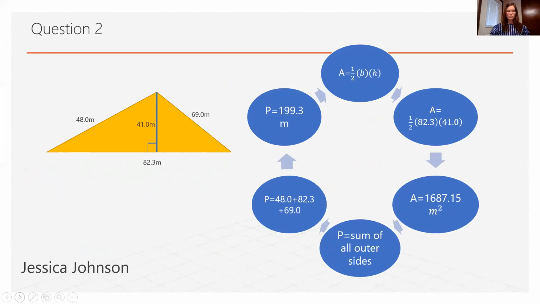So area equals 1/2 times 82.3 times 41.0. And our area equals 1,687.15 meters squared. To find the perimeter, we need to sum all the sides of the triangle, the legs of the triangle, together. So perimeter equals 48.0 plus 82.3 plus 69.0, which equals 199.3 meters for the perimeter.